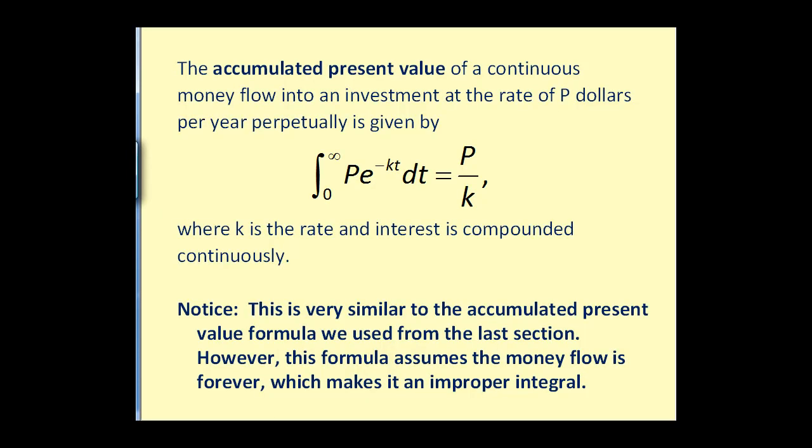We'll end by taking a look at an application involving an improper integral. The accumulated present value of a continuous money flow into an investment at a rate of $P per year perpetually is given by this definite integral, which is equal to P divided by K, where K is the rate and interest is compounded continuously. Now this is very similar to the accumulated present value formula from the previous section. The only difference here is we have an improper integral because it's a perpetual money flow, or money flow that is forever. Let's take a quick look at why this simplifies to P divided by K.